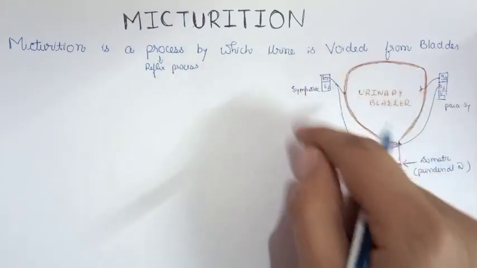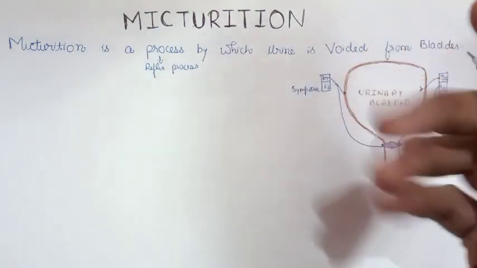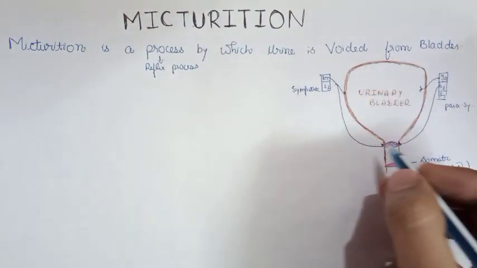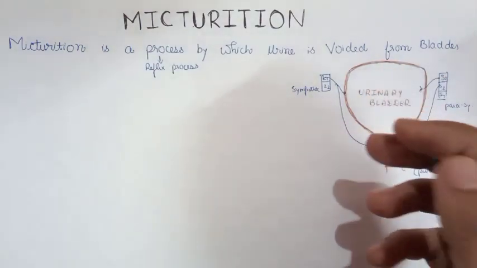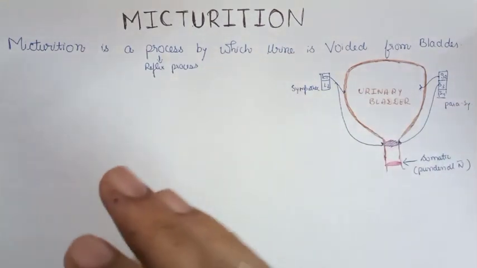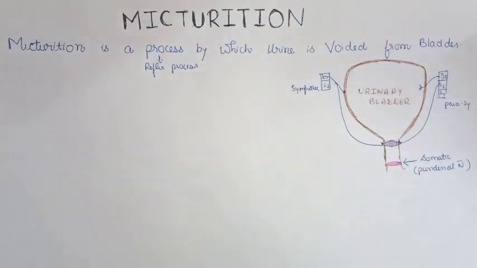Sympathetic will carry out the process of the filling of the bladder. That means it will relax the detrusor muscle and it will close the internal urethral sphincter. I hope you are now quite aware of the different functions done by the sympathetic, parasympathetic and the pudendal nerve.